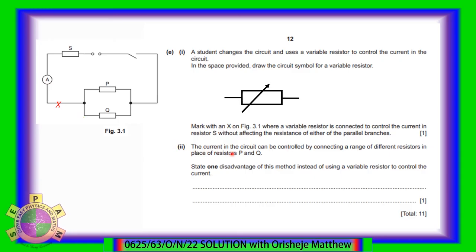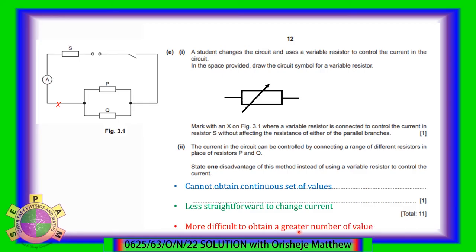The current in the circuit can be controlled by connecting a range of different resistors in place of resistors P and Q. State one disadvantage of this method instead of using a variable resistor to control. Now, if you start connecting different resistors at this wire and this wire, you are going to be dealing with a lot of values. So you cannot obtain a continuous set of values. Secondly, it is less straightforward to change the current. Thirdly, it's more difficult to obtain a greater number of values. So those are the disadvantages. Any of these can serve.